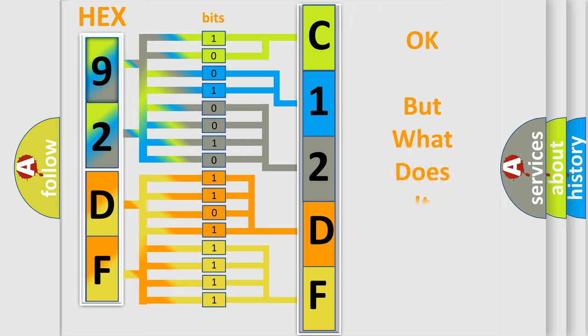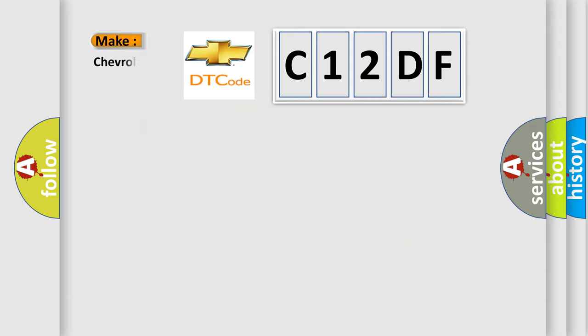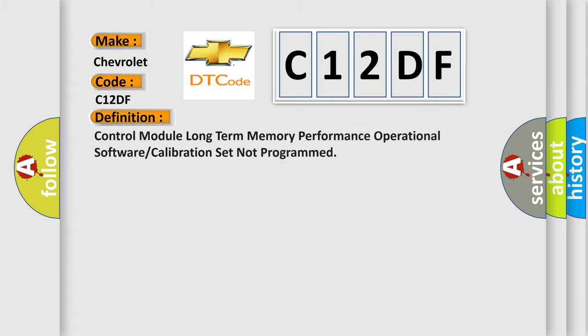The number itself does not make sense to us if we cannot assign information to what it actually expresses. So, what does the diagnostic trouble code C12DF specifically interpret for Chevrolet? The basic definition is: control module long-term memory performance operational software or calibration set not programmed. And now this is a short description of this DTC code.